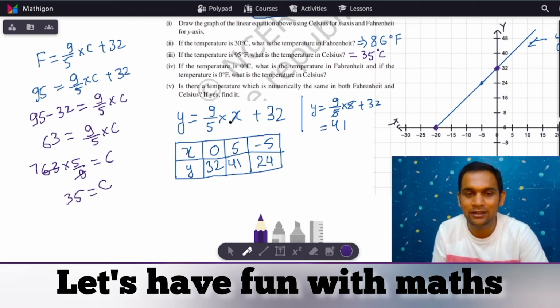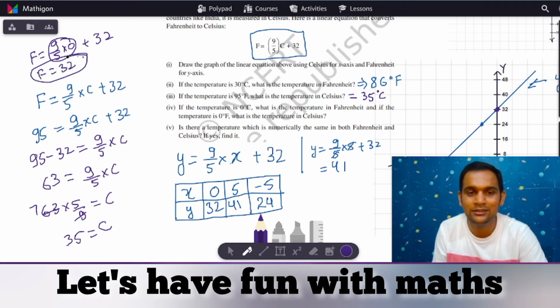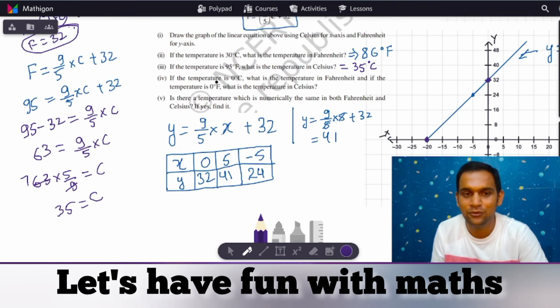So x, the value of Celsius, is taken as 0. So Fahrenheit equals 9 by 5 times 0 plus 32. Now 9 by 5 times 0 is 0. So Fahrenheit equals 32 degrees. Yes. So that is how the fourth question goes.